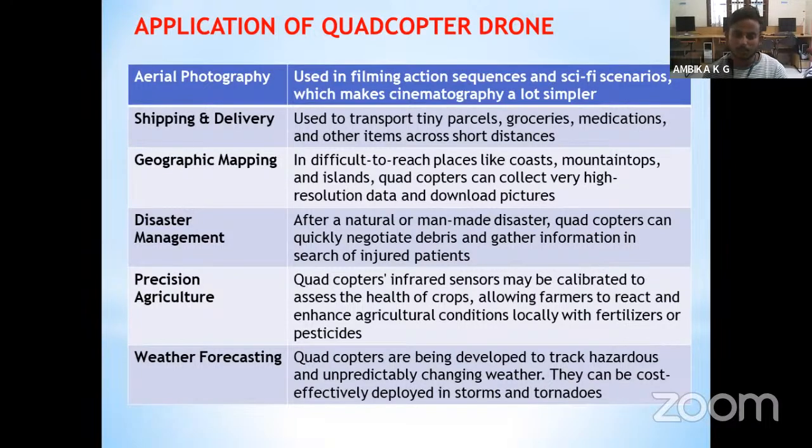Lastly, weather forecasting is mainly used to track unpredictably changing weather. Storms and tornadoes like these are weather events that can change unpredictably, so drones are used to track this changing weather. Next one.